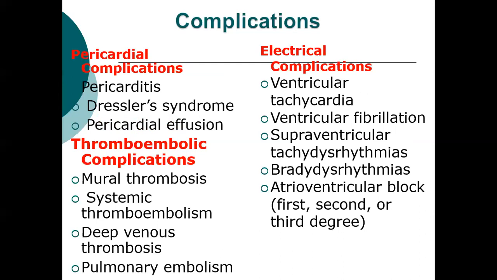Pericardial complication. You can have pericarditis, you can have effusion. When it comes to the thromboembolic complications, you can have mural thrombosis, systemic thrombosis, DVT. When it comes to electrical, you can have ventricular tachycardia, ventricular fibrillation. All this can happen. And it has happened, especially on the electrical part.